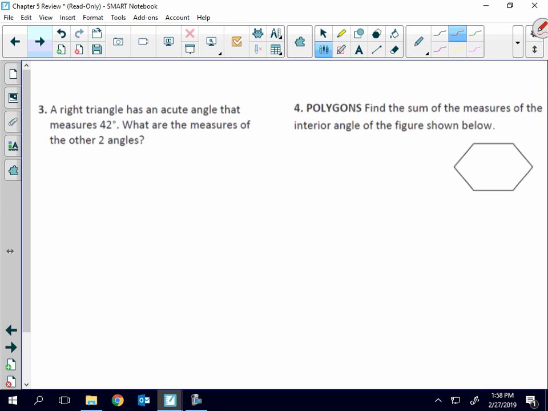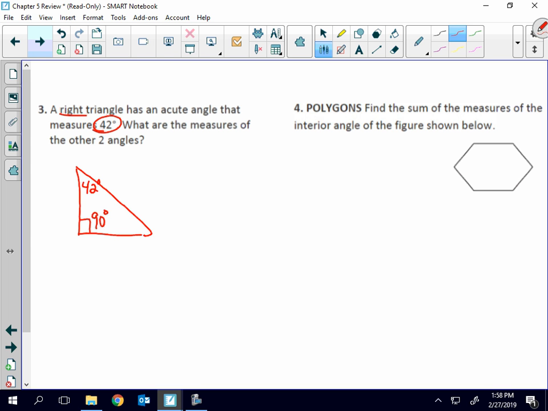All right, number 3. We have a right triangle, which has an acute angle that measures 42 degrees. What are the measures of the other two? Draw a picture. I always draw a picture if they don't give me one. It says it's a right triangle, which I know has a right angle in it, which of course measures 90 degrees. I know one of the angles is 42. It doesn't matter which one you call 42 degrees. I'm going to call that top one 42.